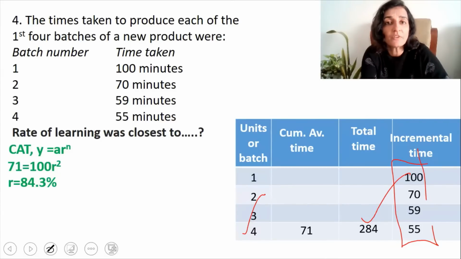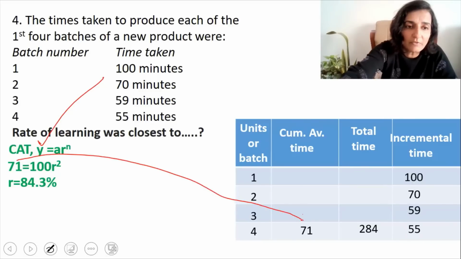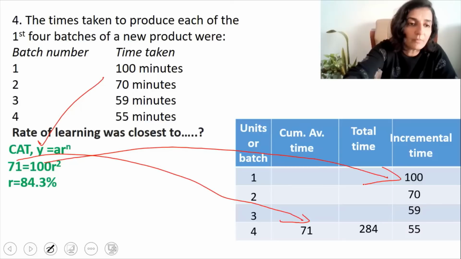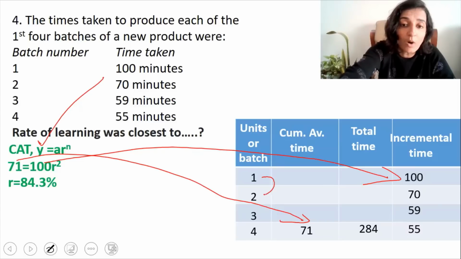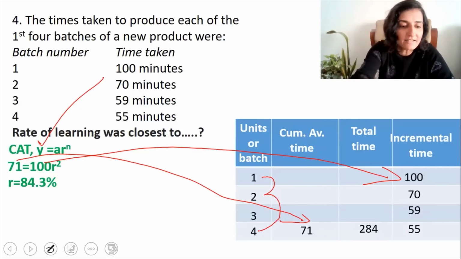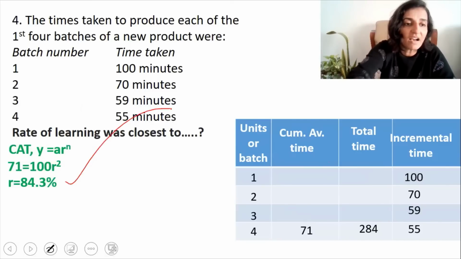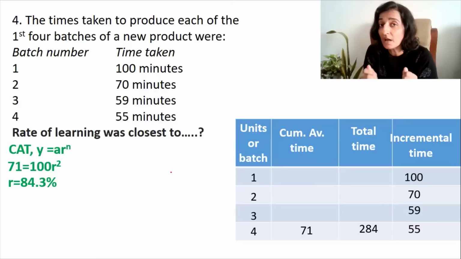Now substituting those figures in the formula, we get 71, that's coming from here. 100, that's the time taken for the first unit, that's coming from here. R is unknown, and 2, we already saw it is the number of times the output has doubled. That's from 1 to 2 and 2 to 4. Twice the output has doubled. Solving this, we get R is equal to 84.3%.